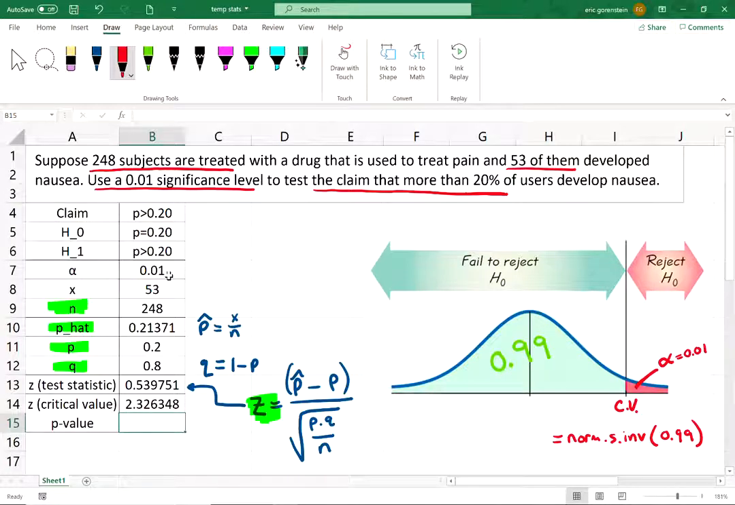Okay, so now let's look at the graph. This critical value is the z-score 2.33. And the test statistic is over here. That's the 0.54. I'll round to 2 decimal places. Okay, so the test statistic is smaller than the critical value.